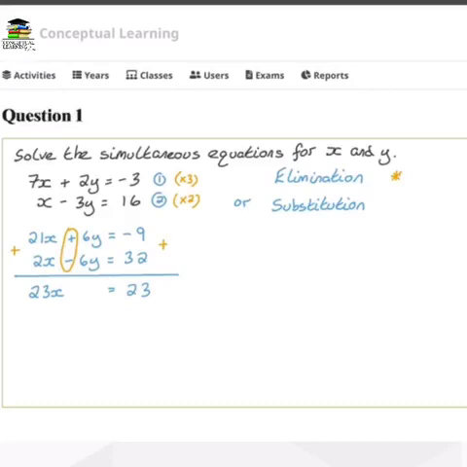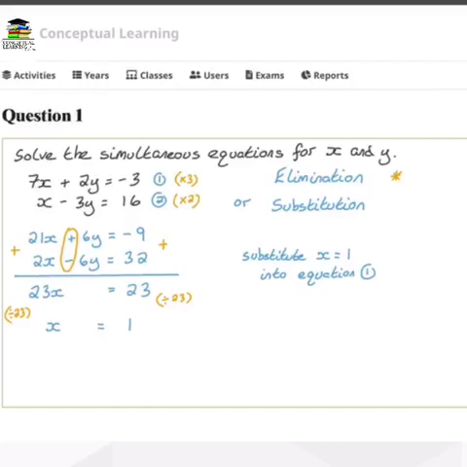Adding the x terms gives us 23x, as 21x plus 2x is 23x. Negative 9 plus 32 is equal to 23. Dividing both sides of this equation by 23 gives us a value of x equal to 1.